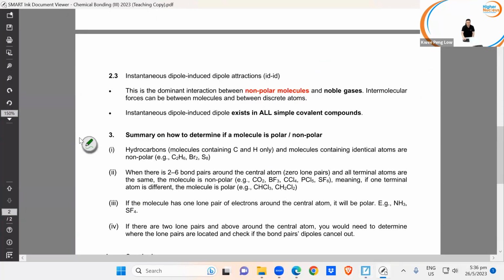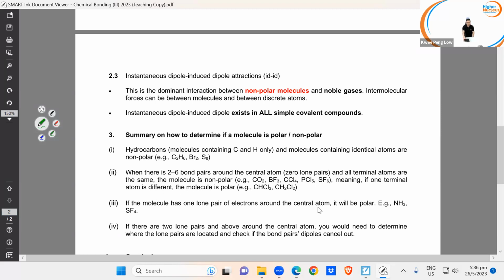So it goes like this again. Around your central atom, if you have no lone pair and only bond pair, and all the terminal atoms, terminal means the side, they are the same, your molecule is not polar. But if one of the terminal atoms is different, the molecule turns out to be polar. So that's rule number 2. Okay, rule number 3.